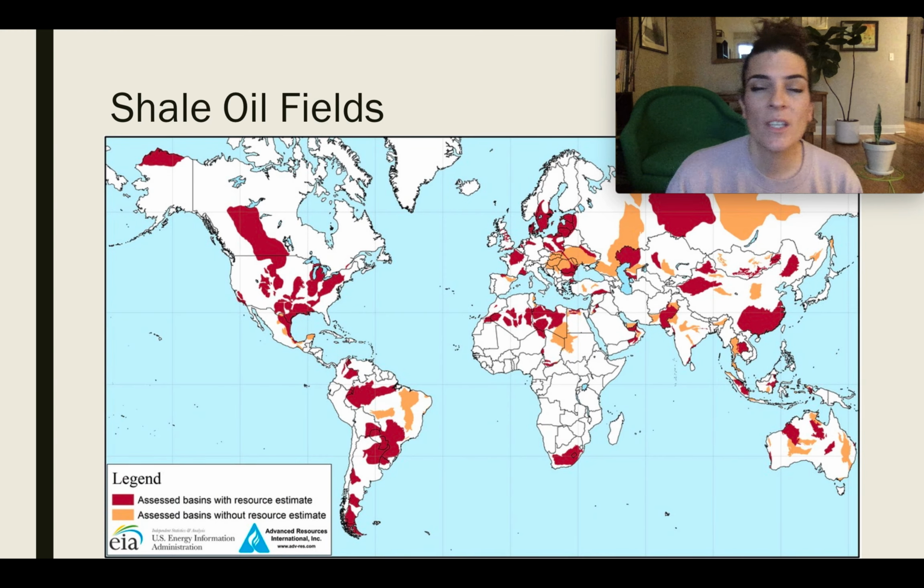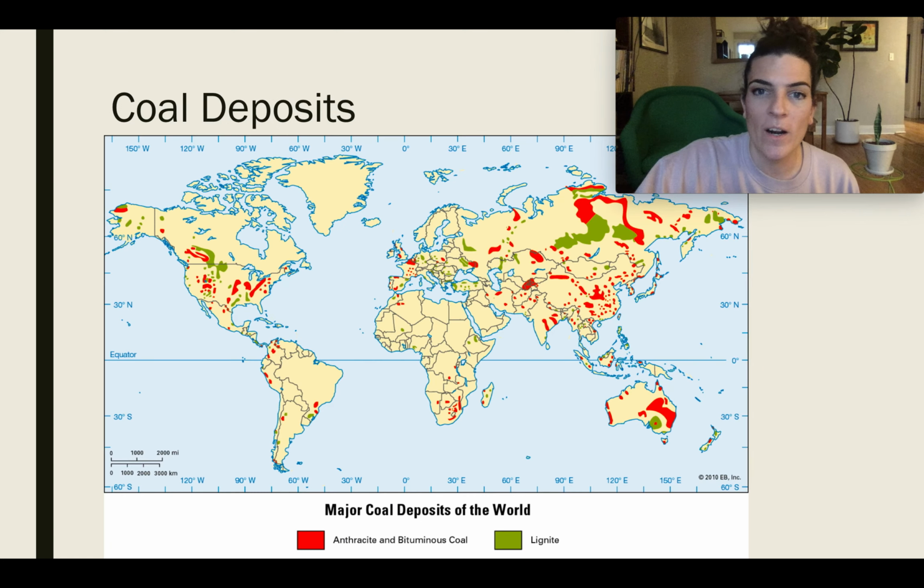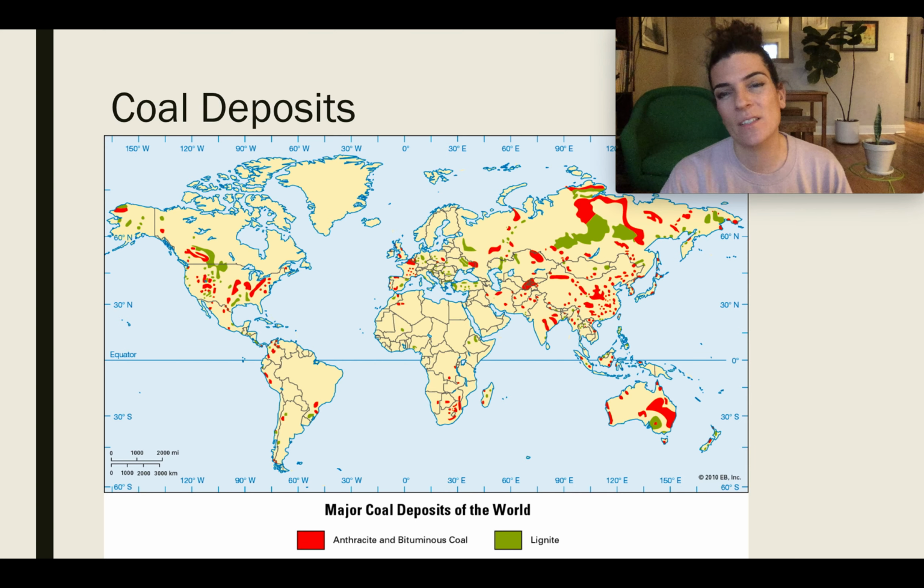There are also new methods of extraction, for example, shale oil fields. So people aren't giving up. Even if we run out of oil, people are not giving up. There's also a lot of coal deposits across the globe.